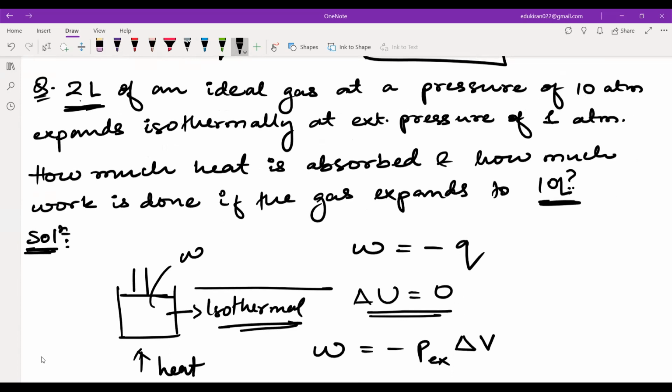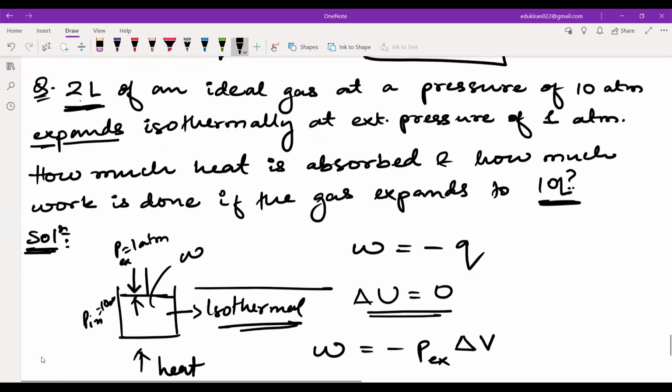Okay. So see, P external is equal to 1 atm, and P internal is equal to how much? 10 atm, and then obviously it is going up, so it is expanding. Yes or no? Whenever you have an expansion or compression, it is expanding, na?